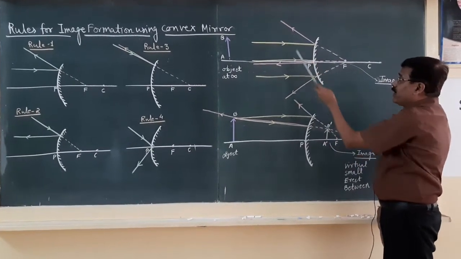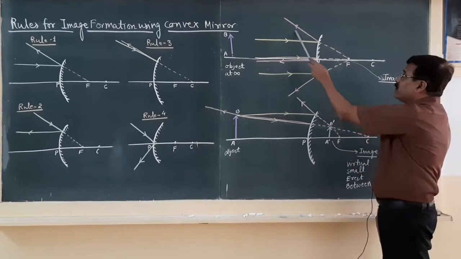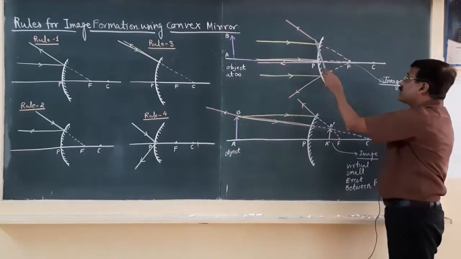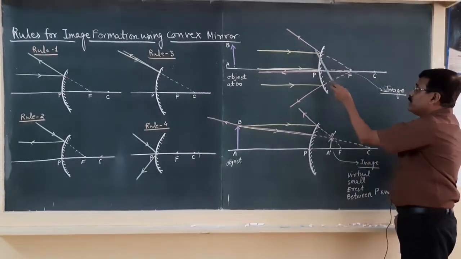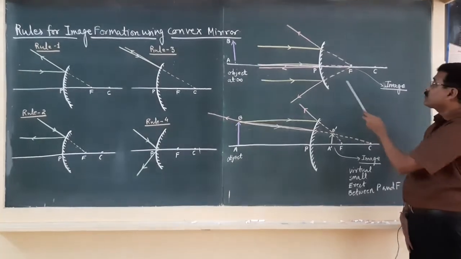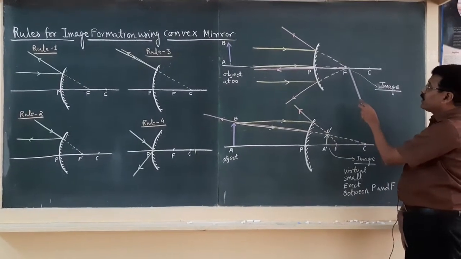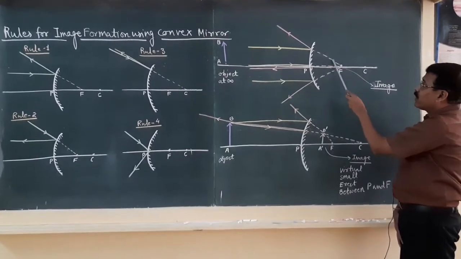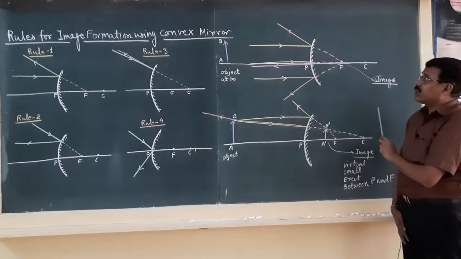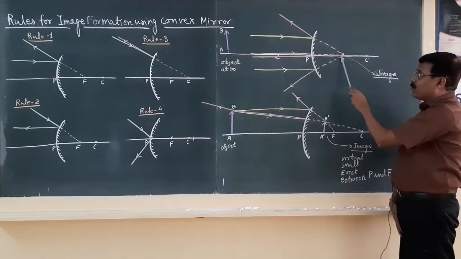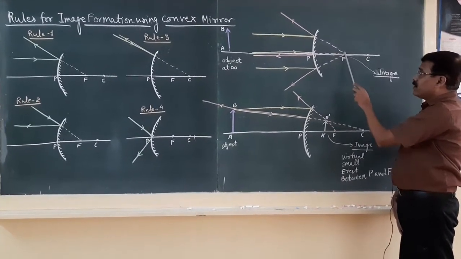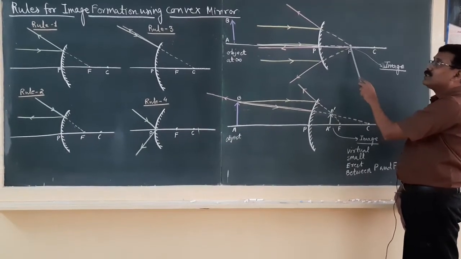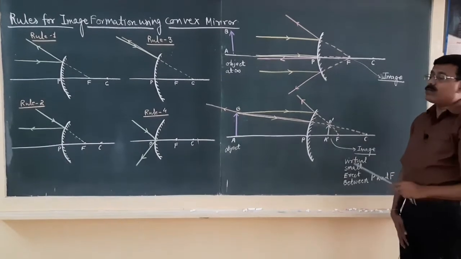So, there is no real intersection point of these reflected rays. So, how will we get the intersection point? When we extend them in the backward direction. When these two reflected rays are extended backward, they intersect at the focus. So, at the focus we have the image. What are the characteristics of the image? The image is virtual, number 1; the image is erect, number 2; number 3, it is at the focus and it is very small in size. So, these are the characteristics of the image.